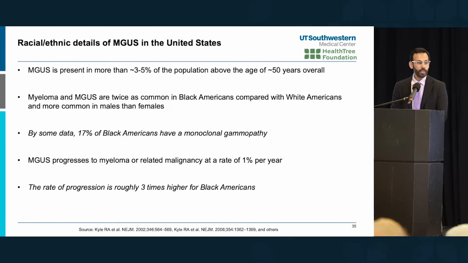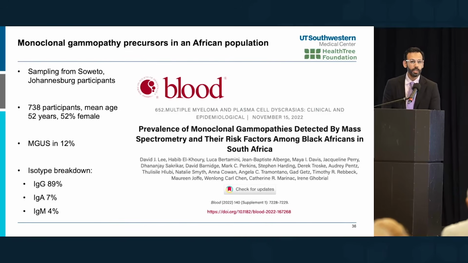In general, myeloma, MGUS, and really all the monoclonal gammopathies are roughly twice as common in Black Americans compared to white Americans. By some data, about 10 to 20% have a monoclonal gammopathy of some sort, and it progresses to myeloma at an overall rate of 1% per year, but in Blacks it's roughly 3 times higher. Why that is, I certainly don't know, and whoever figures that out will be very famous, but this is something we've seen in the data on more than a few occasions.